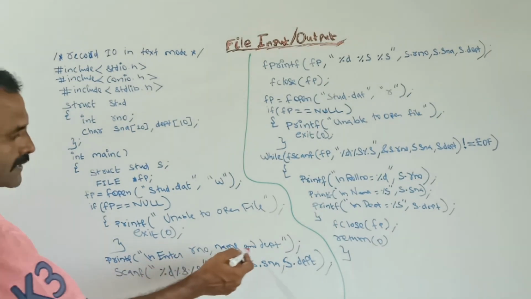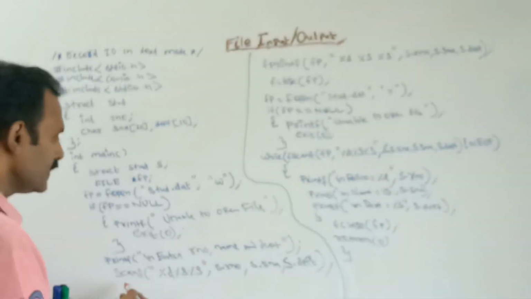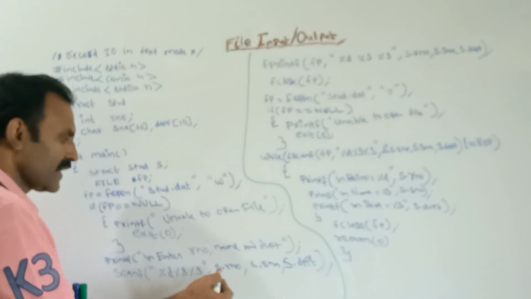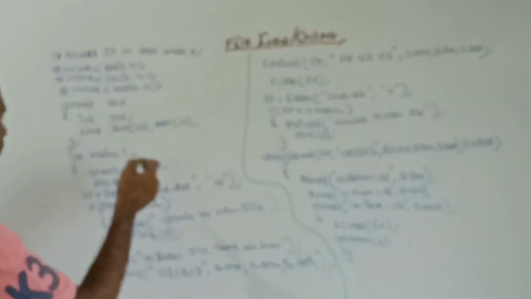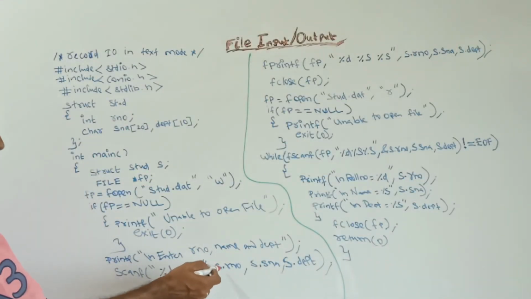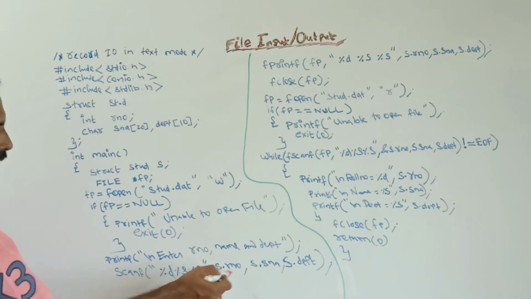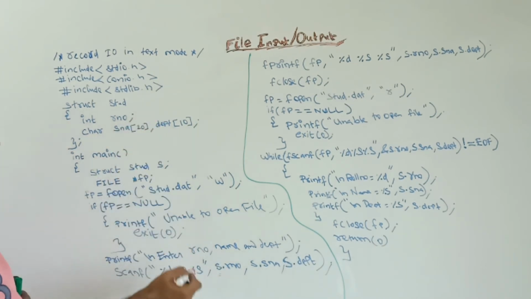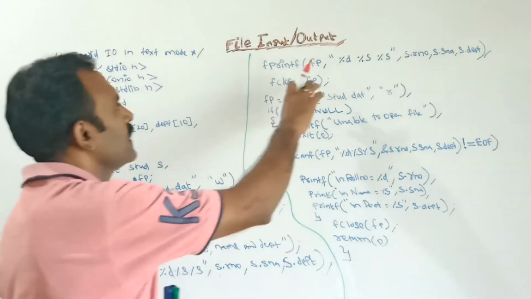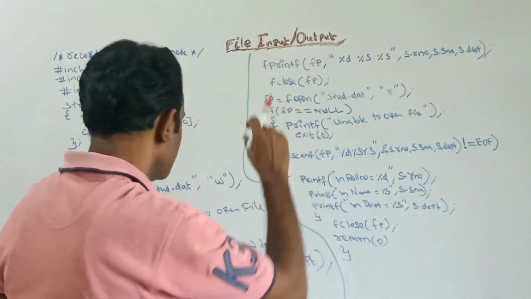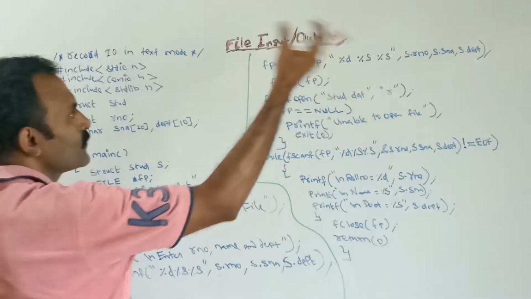Here I am printing: enter the roll number, name and the department. By the help of the scanf function I am getting the input for this structure. Here we should use the structure variable and the structure member, such as s.rno. In this way we can give the input with the scanf function. Next I am writing the given input values to the file.